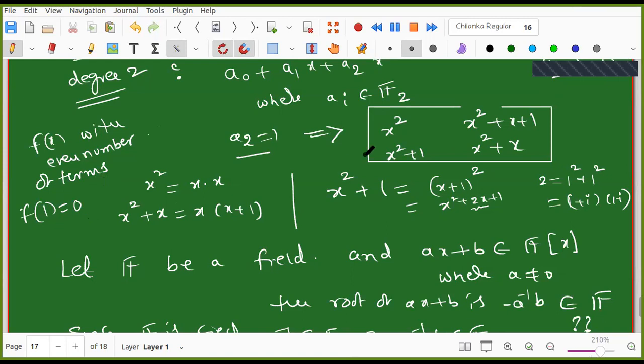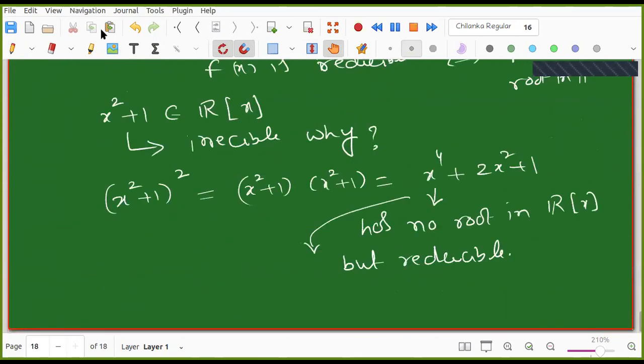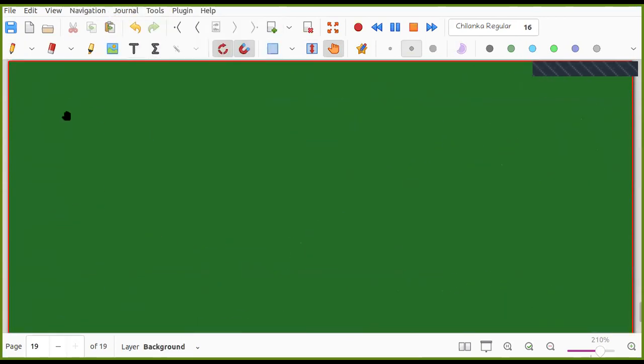Now look at x square plus x plus 1. It is easy now for you. It is a polynomial of degree 2, so it is reducible or irreducible depending upon the roots. I substitute 0, not satisfying. I substitute 1 also, not satisfying. So what is happening? This x square plus x plus 1 is irreducible. Are you now clear? Yes, sir. Okay, so let me summarize one more time.